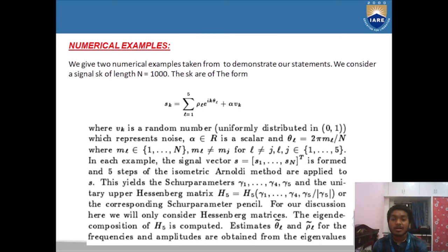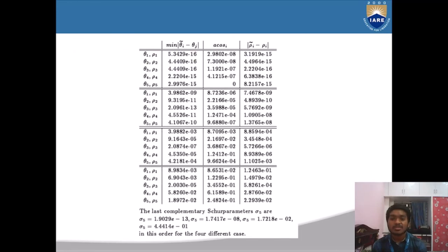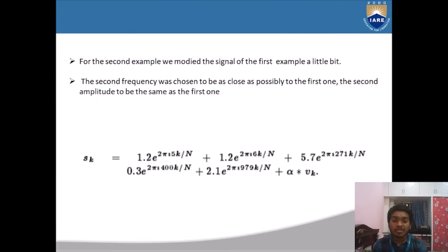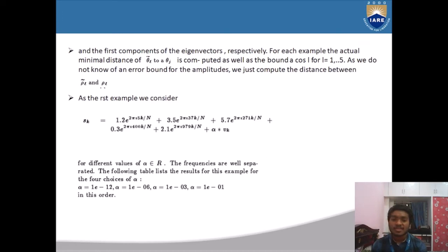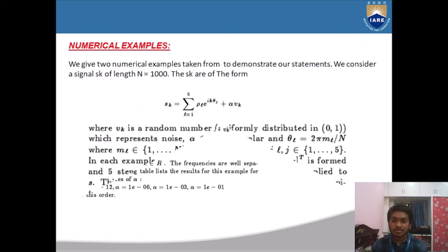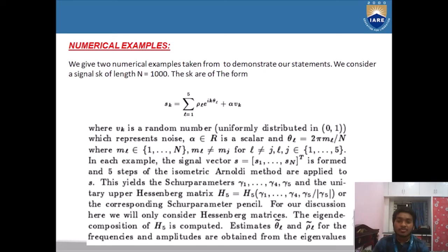Numerical examples. We are going to do two numerical examples; this is the first example and this is the second example. Consider s_k equal to the sum over l equal to 1 to 5 of rho_l e to the power i k theta_l, plus alpha v_k, where v_k is a random number which represents noise. Alpha belongs to R and is a scalar, theta_l equal to 2 pi m_l by n, where m_l belongs to 1 to n, with m_l not equal to m_j for l not equal to j, l and j belonging to 1 to 5.